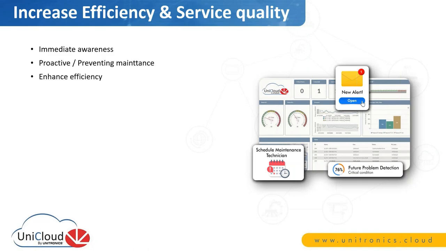Enhance efficiency, that's the next one, a very important one. By receiving real-time alerts about abnormal system behavior or deviation from desired parameters, which is what I just mentioned, users can respond and take corrective action. This helps to minimize production disruption, reduce waste, keep product quality, and increase productivity at the end of the day. And if we increase productivity, you save money. The bottom line is better for business.